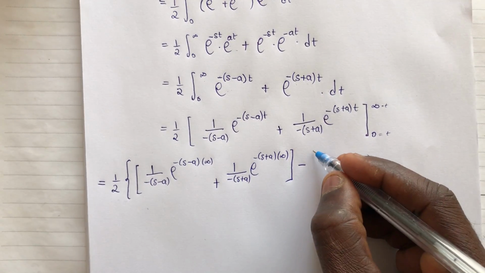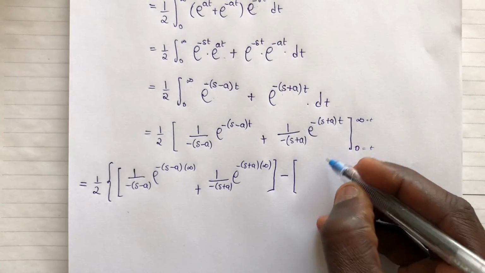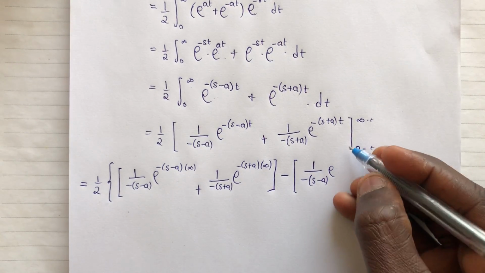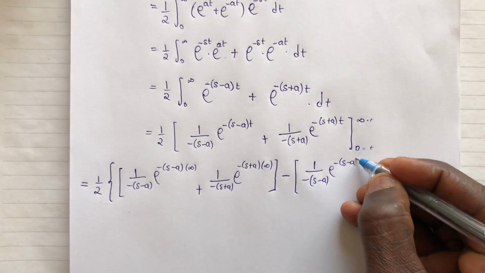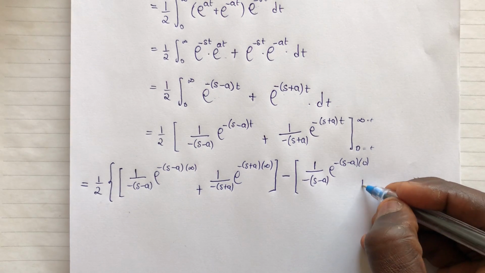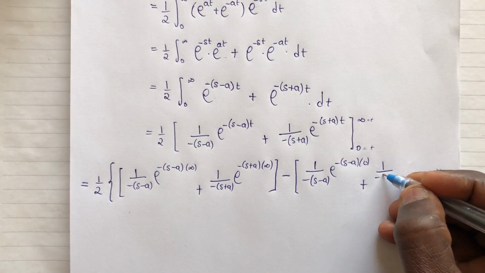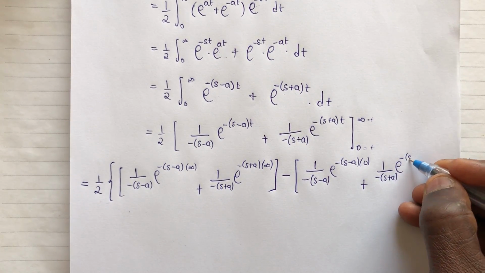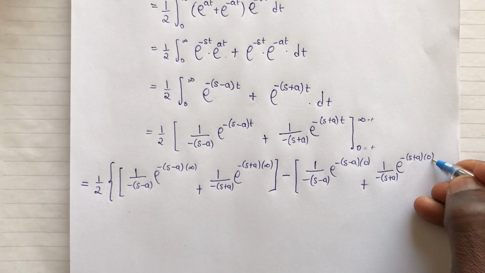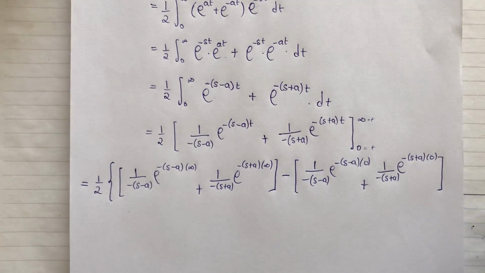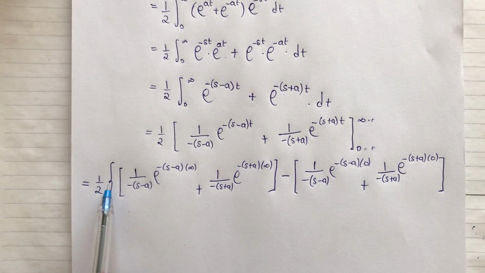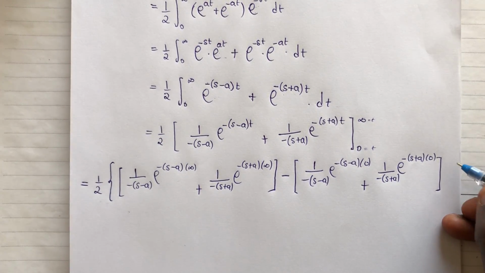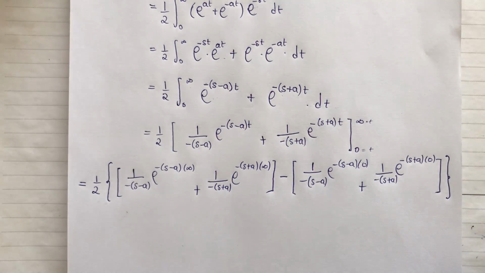So minus, we repeat the same step, 1 over minus s minus a e to the power minus s minus a into 0, plus 1 over negative s plus a e to the power minus s plus a into 0. Then we close this. Then don't forget I opened a curly bracket here so that the 1 over 2 multiplies the whole result. So we close our curly bracket.